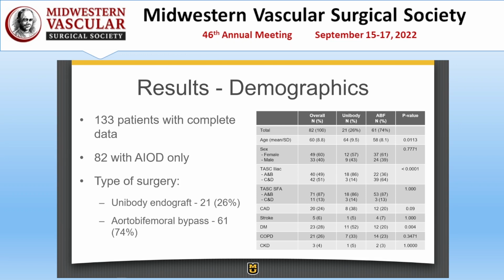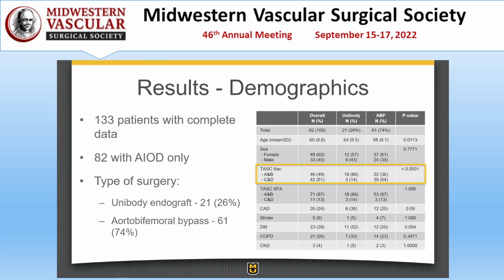What this resulted in was 133 patients with complete data, which we then narrowed down to 82 who had aortoiliac occlusive disease as their primary indication for intervention. This results in a cohort where 26% had received a unibody endograft, whereas 74% had received an aortobifemoral bypass. We classified iliac lesion severity using the TASC criteria.